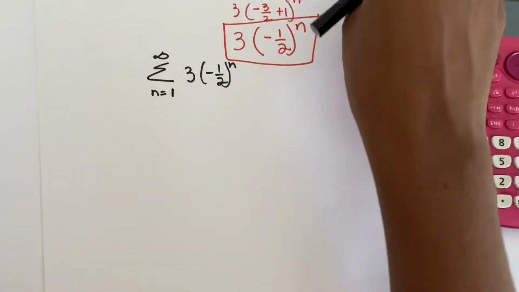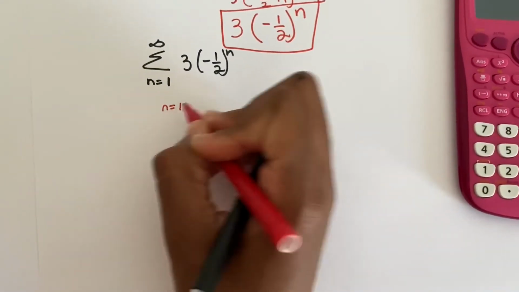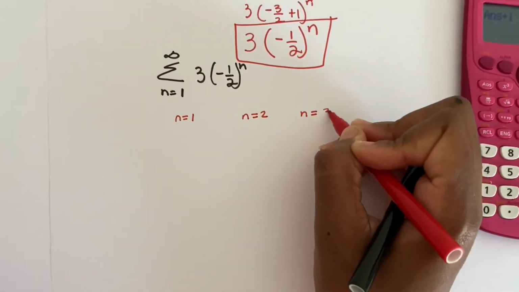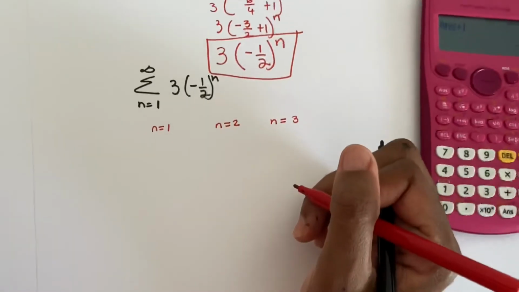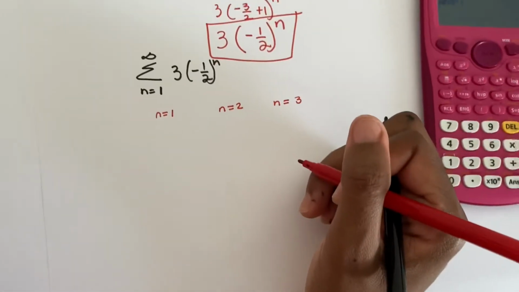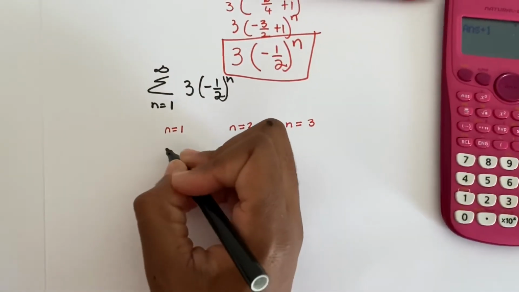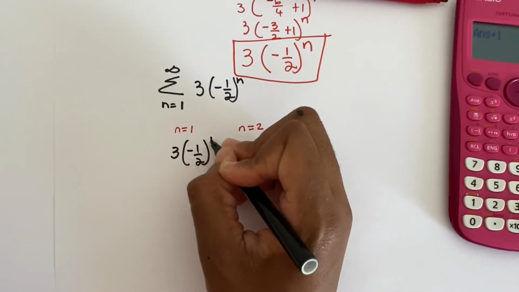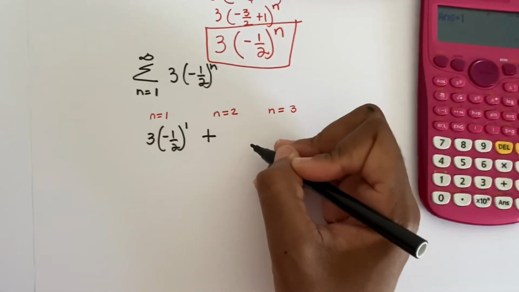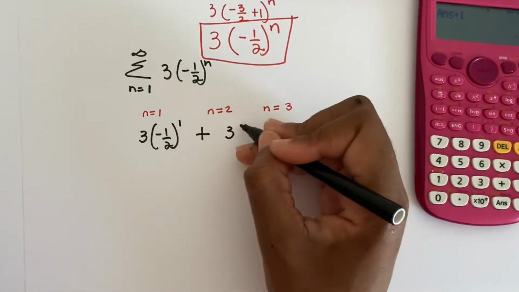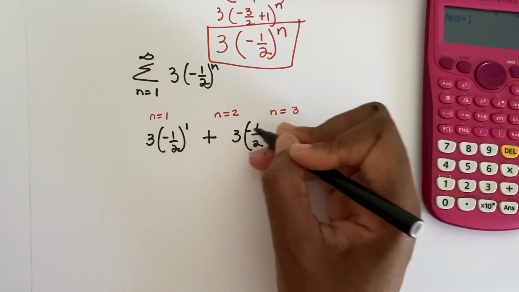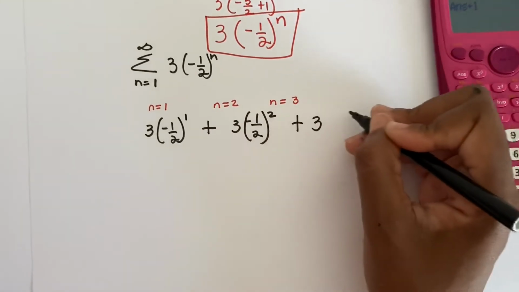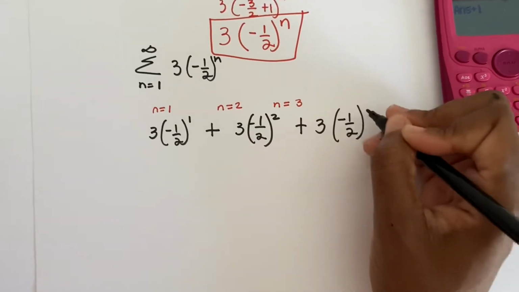So what is the first term? I'm going to start when n is 1, then go to when n is 2, and then when n is 3. Take note that you can pause the video, try it, then come and see. So the first term is going to be 3 times negative 1 over 2, substituting n with 1. Since that's 3, I'm going to add. The second one is going to be 3 times negative 1 over 2 to the power 2. And the third one is 3 times negative 1 over 2 to the power 3.